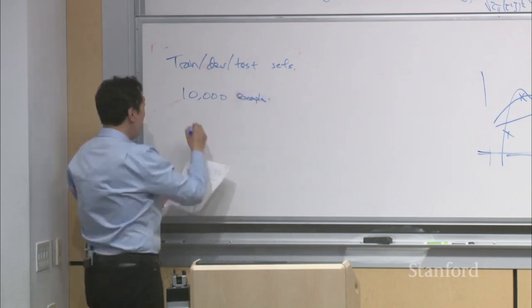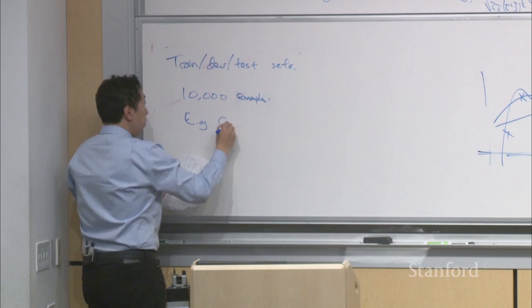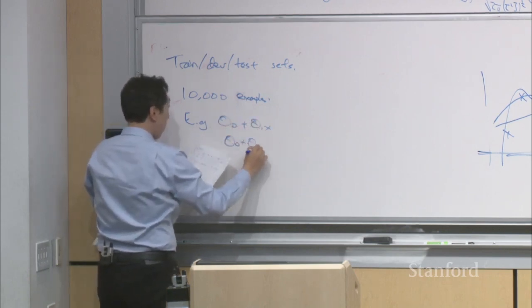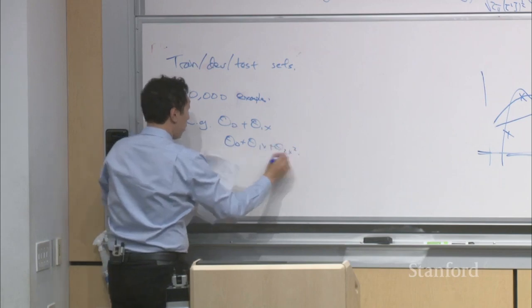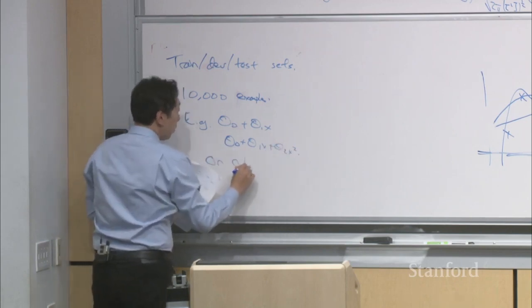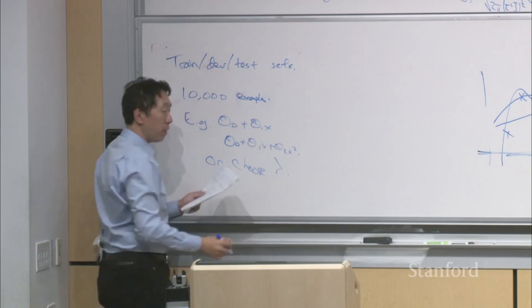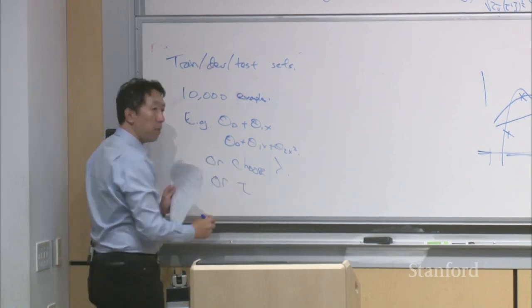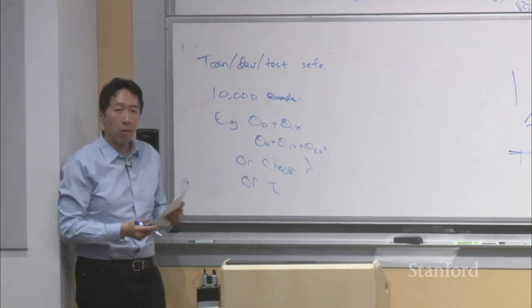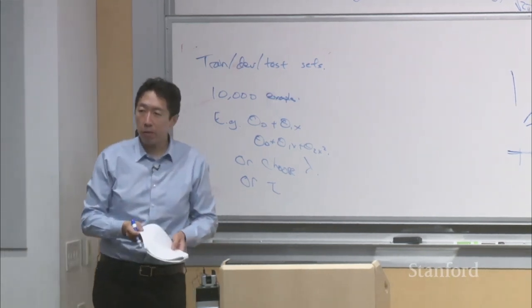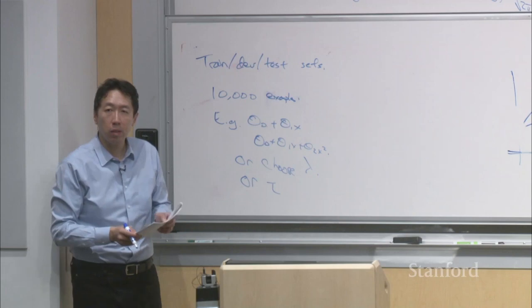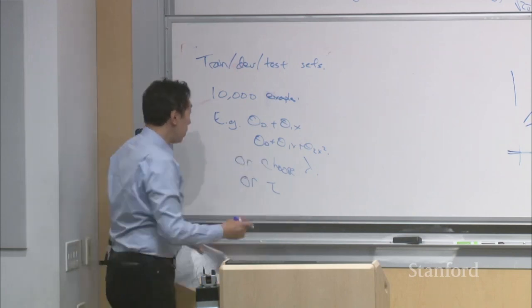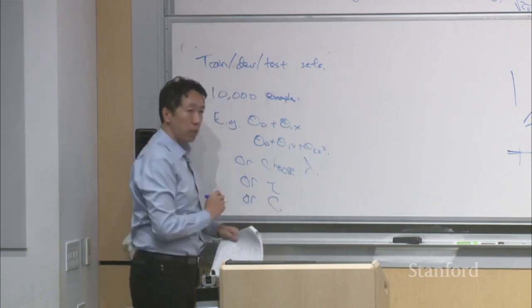So for example, let's say you're trying to decide what order polynomial you want to fit. Or you're trying to choose the value of lambda. Or you're trying to choose the value of tau, that was the bandwidth parameter in locally weighted regression that you saw in the problem set. Or you're trying to choose the value C in a support vector machine.